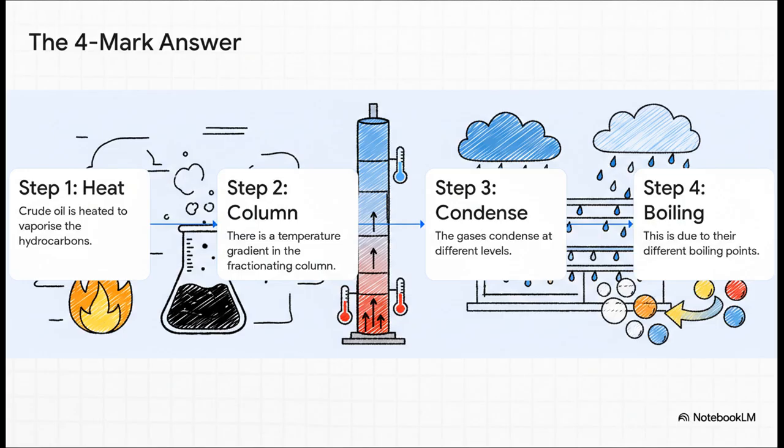The third mark comes from explaining that the hot gases rise, cool down, and condense back into liquids at different levels. And finally, the fourth and most crucial point, why does this happen? It's because the different fractions have different boiling points. Get those 4 points down, and you've got the marks.